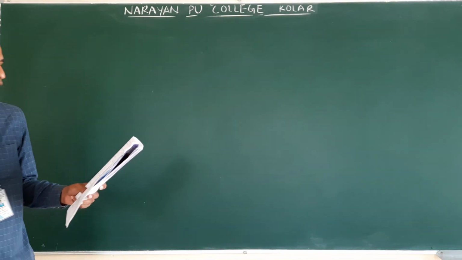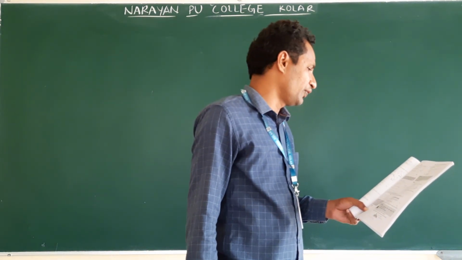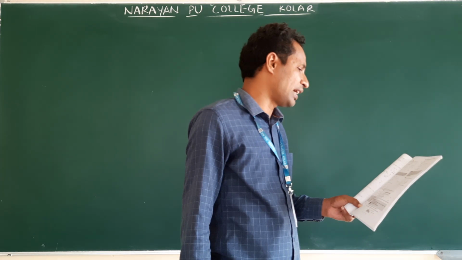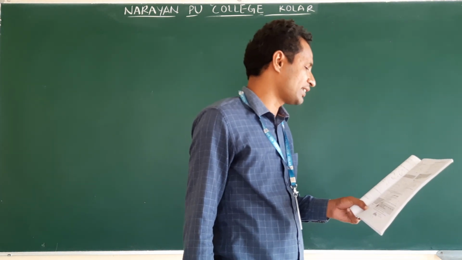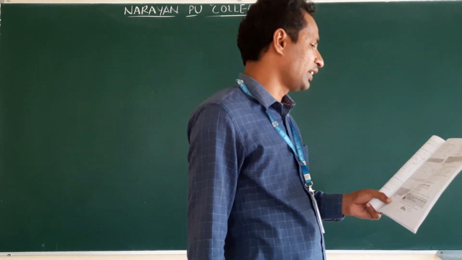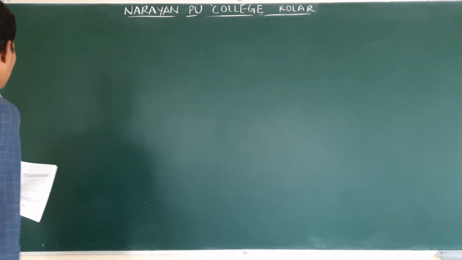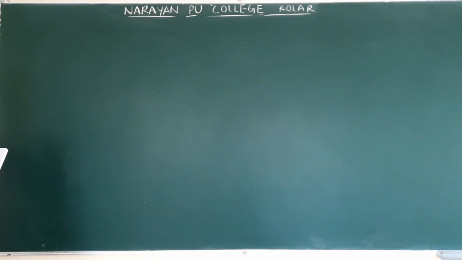Come to 15th problem. The rain is falling vertically downward with a velocity 6 meter per second, and man is moving horizontally with a velocity 8 meter per second. Find the velocity of the rain with respect to man. Okay? 15.